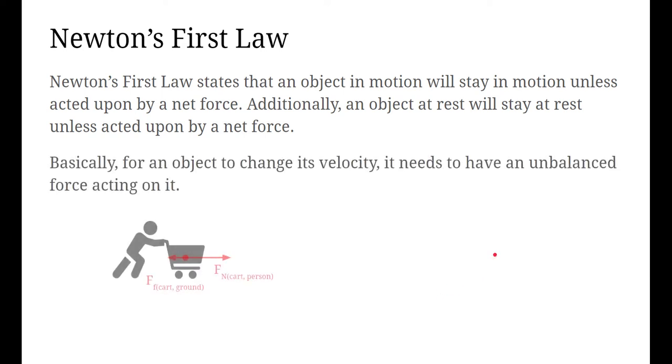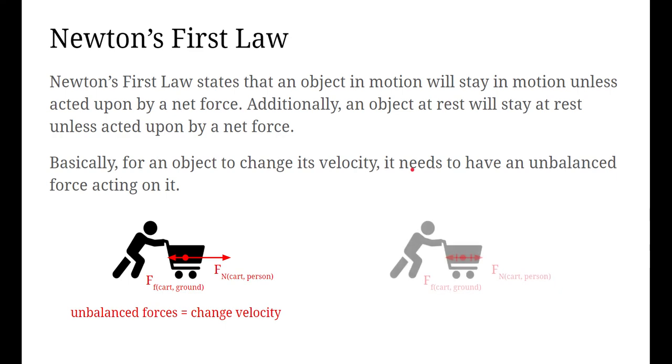And so, for example, if we want this shopping cart to speed up or slow down, we need the forces acting on it to be unbalanced. In this case, the person is pushing with a stronger force than the friction is providing, and therefore those forces are unbalanced, which will mean that the shopping cart will change velocity. It will speed up.